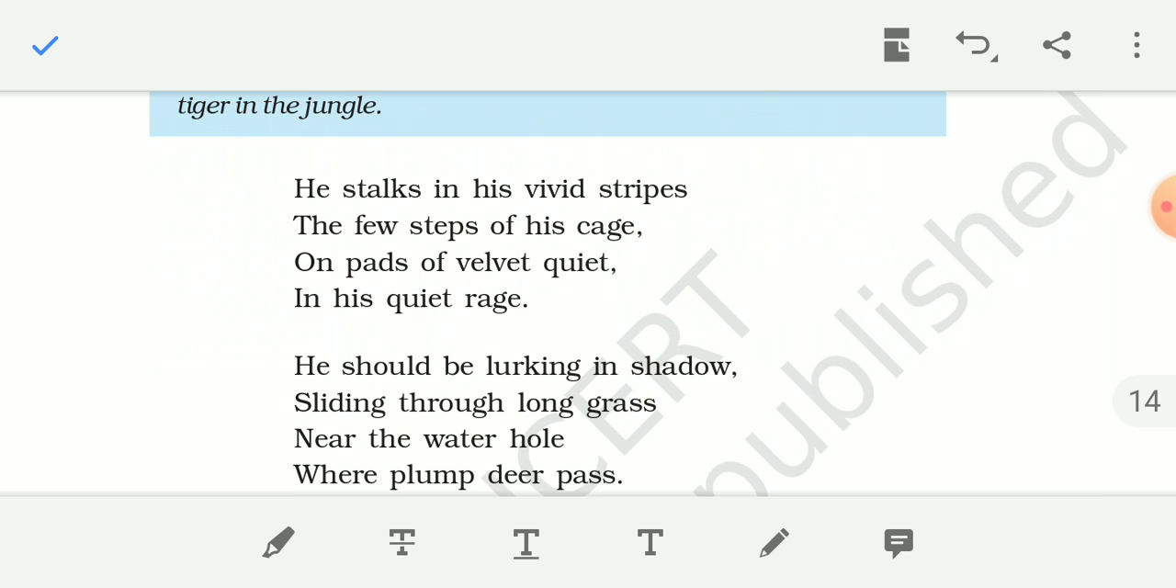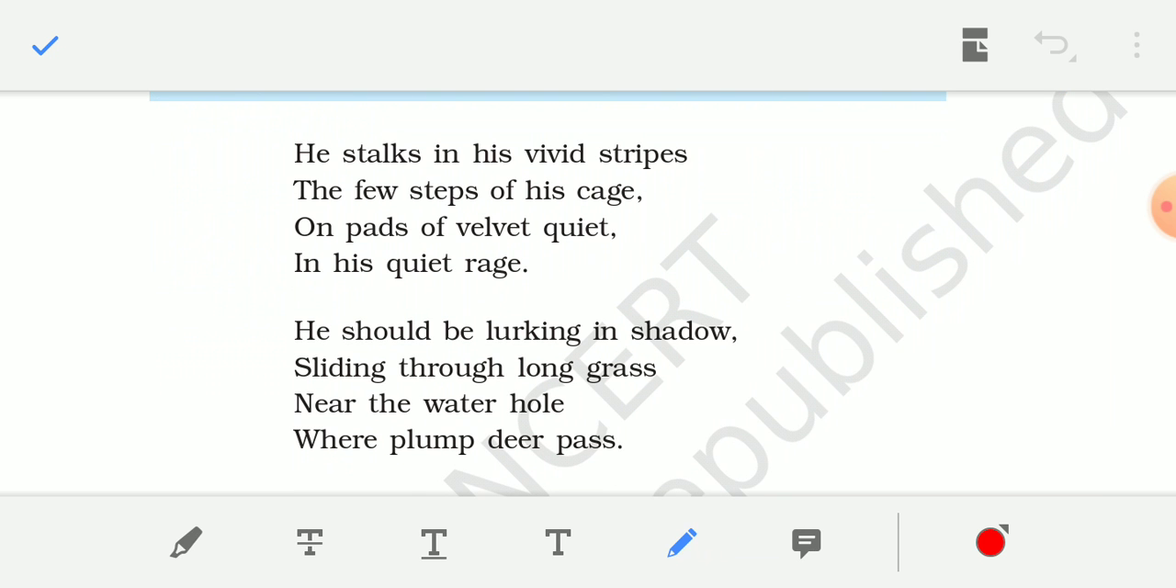Dear students, now I'll explain to you the stanza, and while explaining I'll also explain it line by line, also give you the word meanings, and also I'll tell you the rhyming scheme. Okay, let's start.